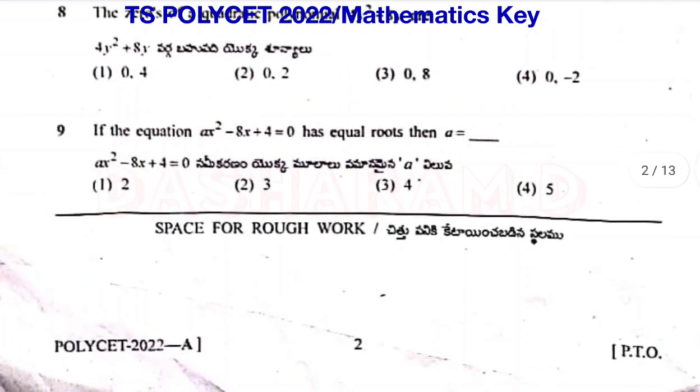Next, question number 9: if the equation a x square minus 8x plus 4 equals 0 has equal roots, then what is the value of a?